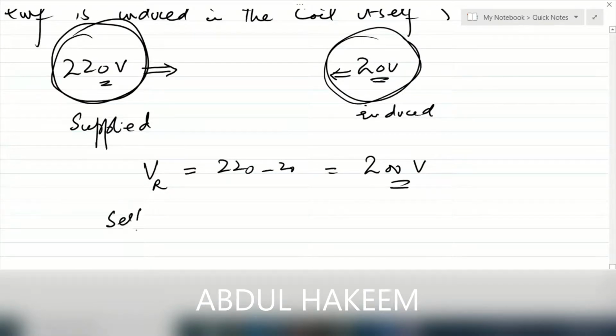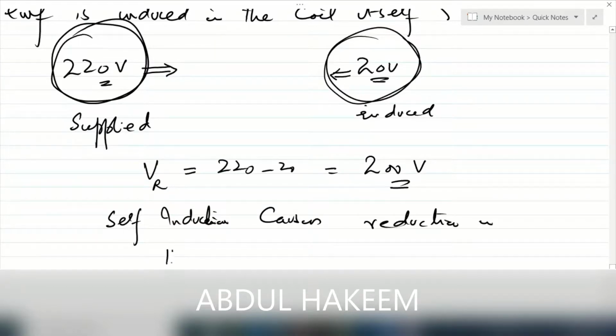So self-induction causes reduction in the resultant voltage.